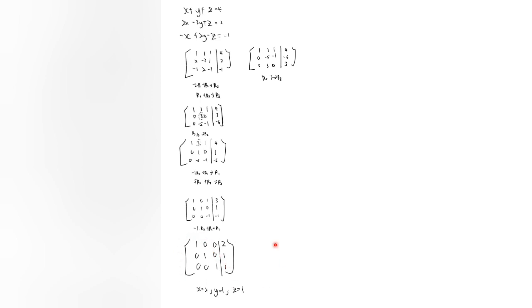And so from this final equation we find x, y, and z, whereby x equals 2, y equals 1, and z equals 1. And that's all for this question.